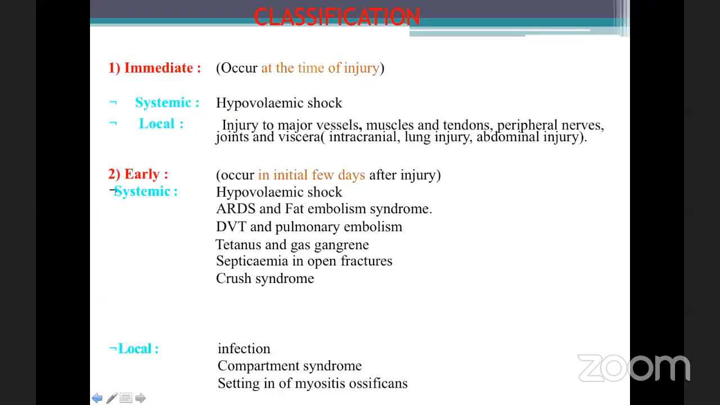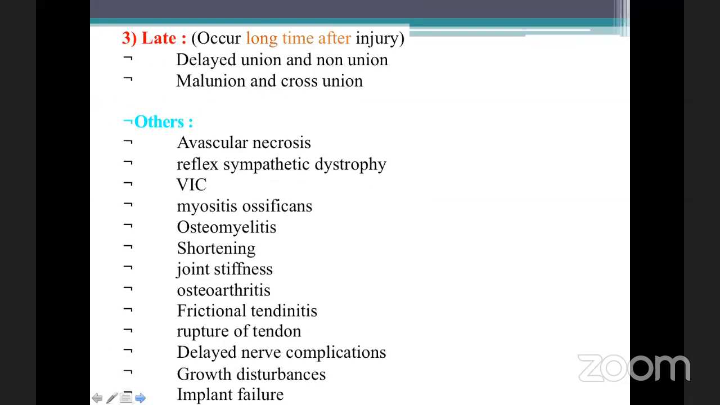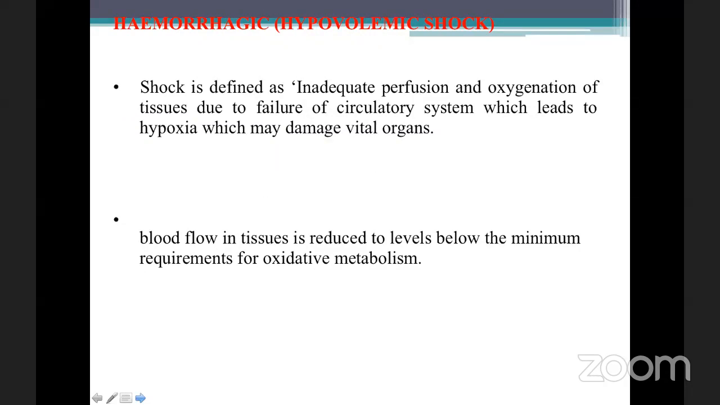and infection, compartment syndrome, and those occurring a long time after injury: delayed union and non-union, and others like avascular necrosis, reflex sympathetic dystrophy, Volkmann's ischemic contracture, myositis ossificans, osteomyelitis, shortening, osteoarthritis, and the list goes on and on. So let's discuss some of the key things that we can cover over the entire period.